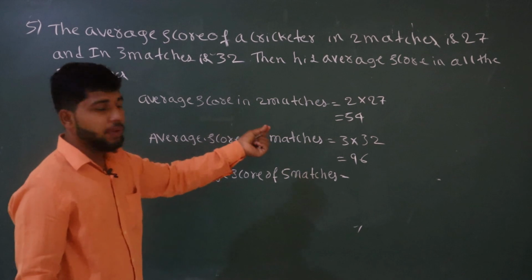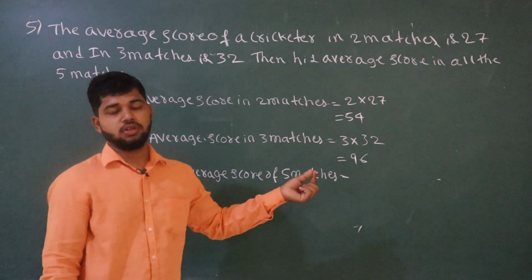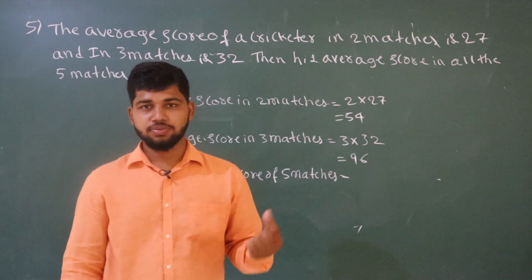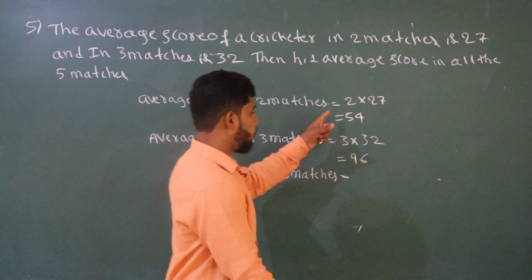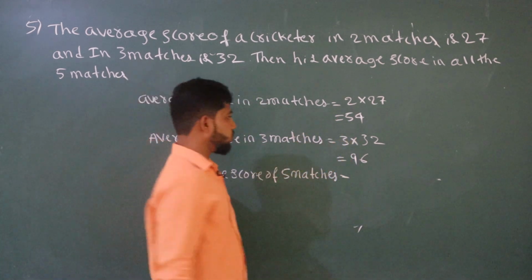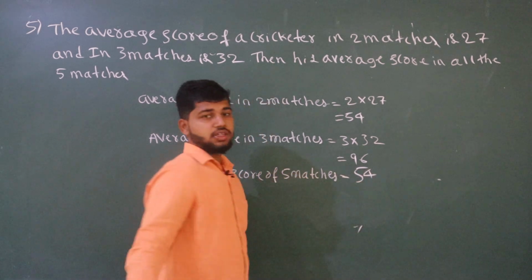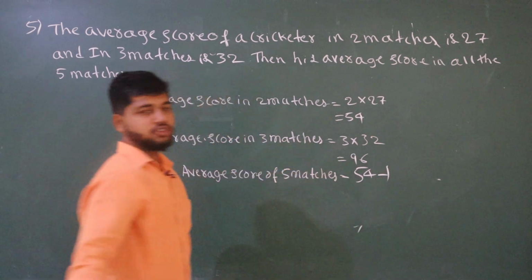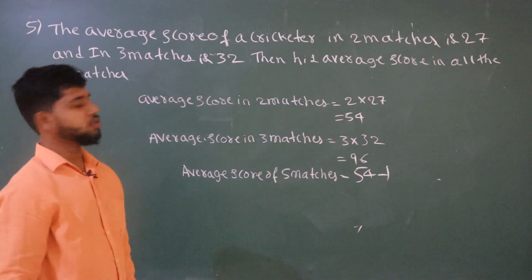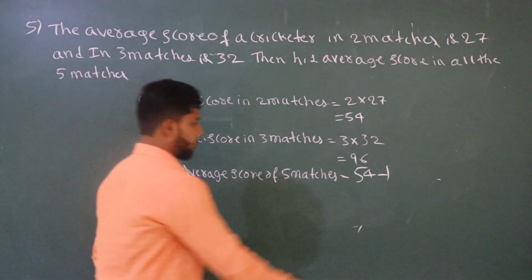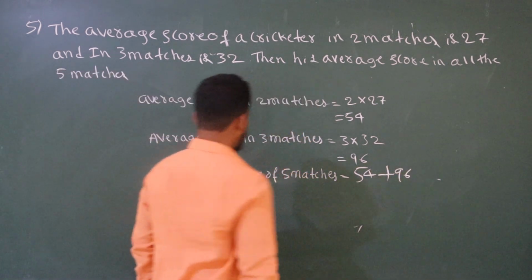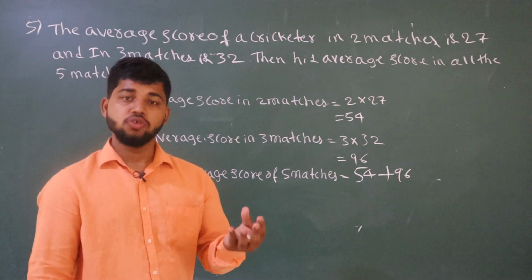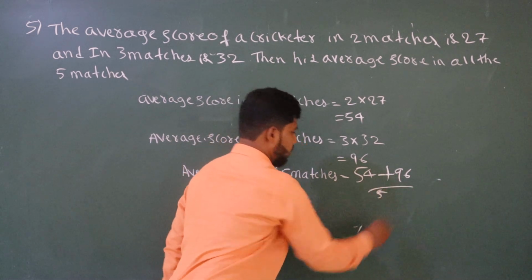When we find the average score of the 5 matches, we add the score of 2 matches plus the score of 3 matches. The score of the 2 matches is 54, plus the score of the 3 matches is 96, divided by the number of matches. What is the total number of matches he is going to play? 5 matches. Divided by 5.